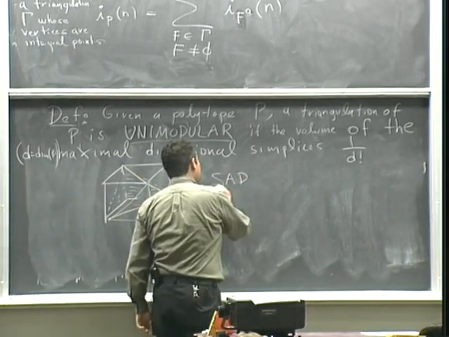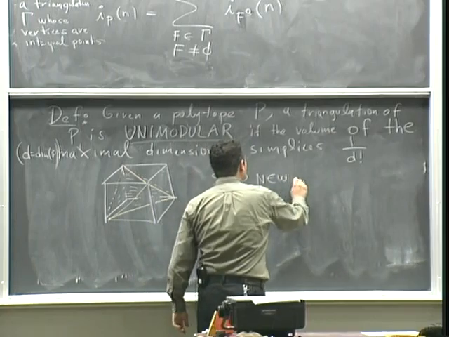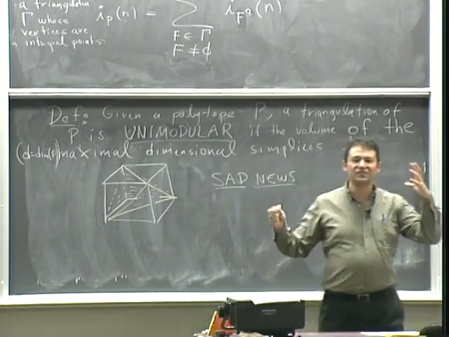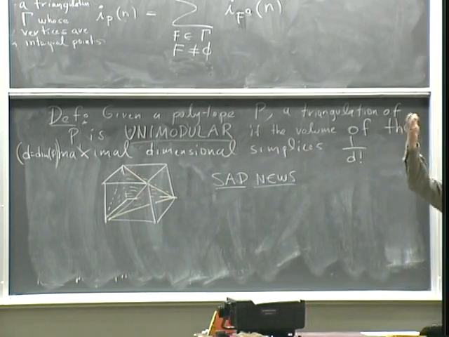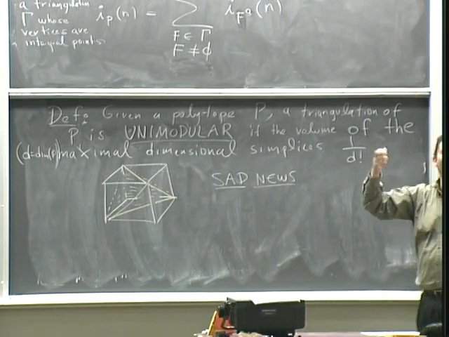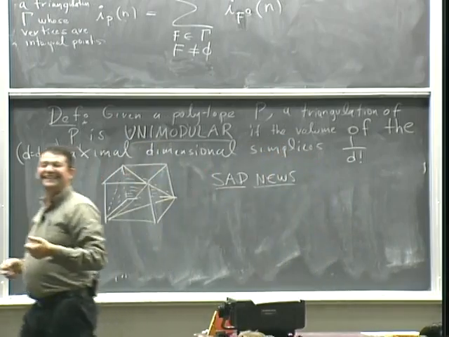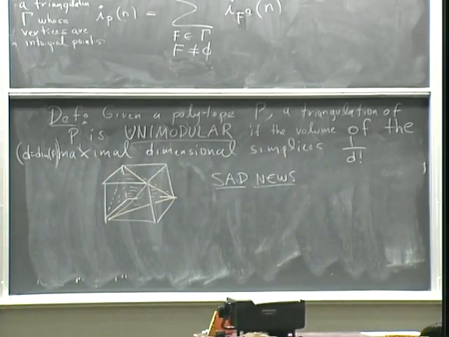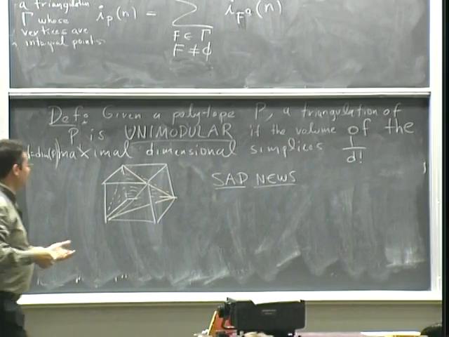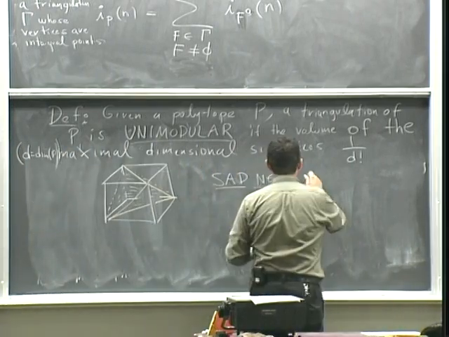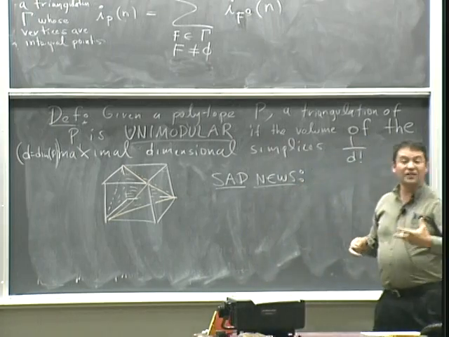Still, even though it's such a beautiful result that you can express the Ehrhart polynomial, the coefficients, the signs, everything, in terms of the f vector of the unimodular triangulation, the sad news is that not every polytope has unimodular triangulations.